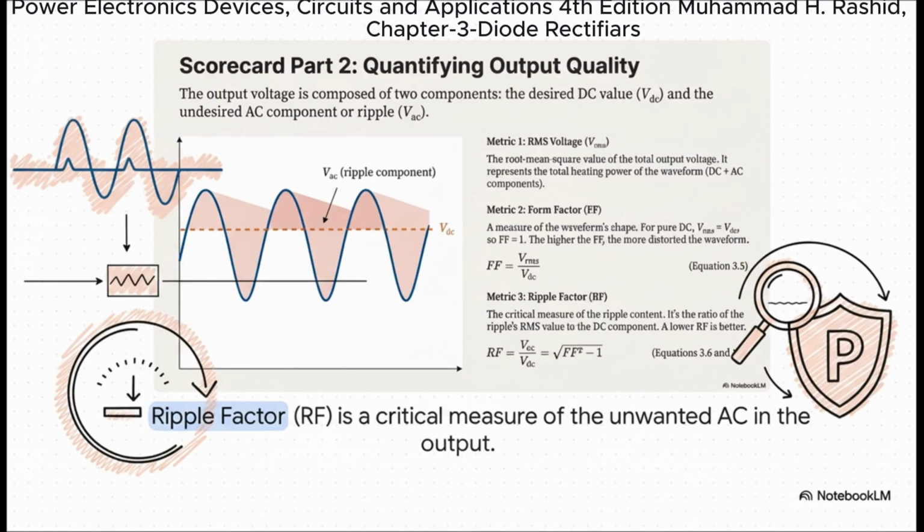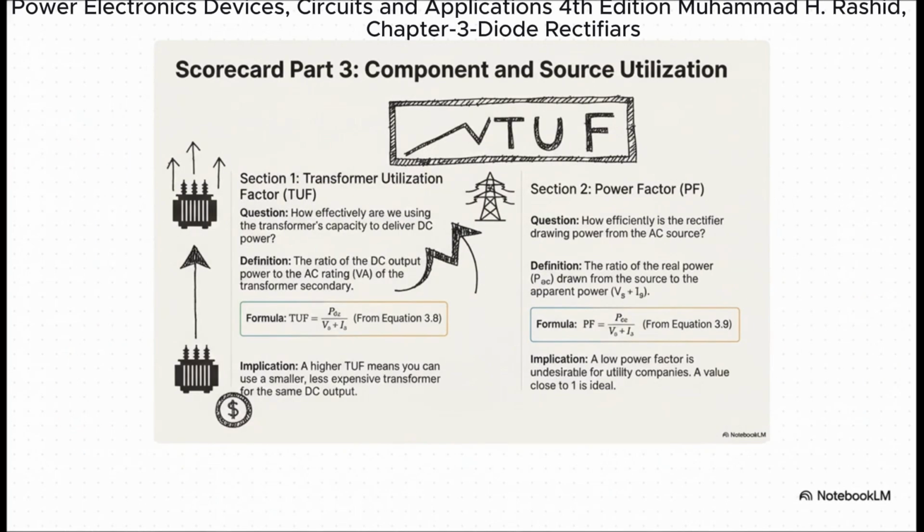A lower number is always what you're shooting for. This is our main grade for signal purity. And finally, utilization. How well are we using our parts? A really key metric here is the transformer utilization factor, or TUF.